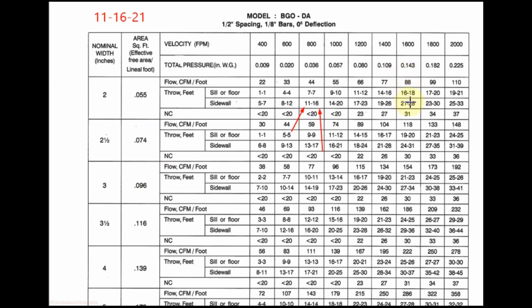When we select throw for any grill from the performance chart, we find there are always 2 or 3 values. You can see in this chart there are 2 values. The first value 11 is at terminal velocity 100 fpm, and the second value for the throw is at terminal velocity 50 fpm. Sometimes you will see 3 values like this. Then the first throw value will be at terminal velocity 150 fpm, the second value will be 100 fpm, and the third value of throw will be at terminal velocity 50 fpm.